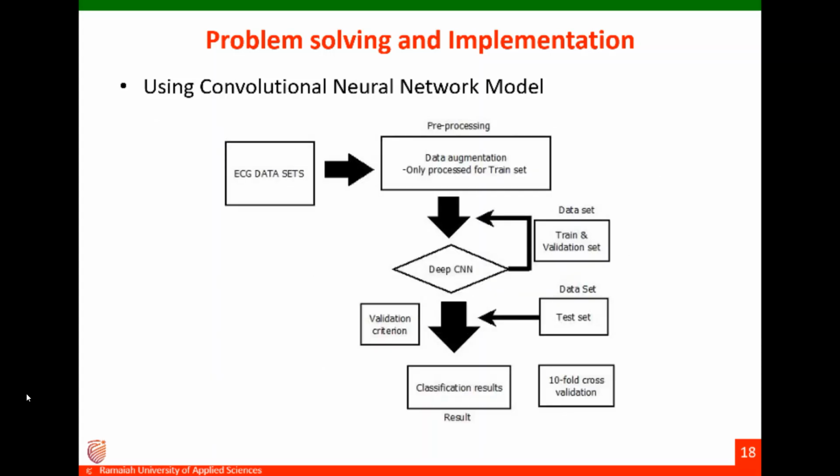This is the flow chart that gives a brief of how the CNN model works. First, the input is given as the ECG data sets. Then pre-processing starts with data augmentation, and this is processed for the train set. Then it processes the deep CNN. The data set is used for the training, and then it is validated. Then the test set of the data set is included for the classification results. It gives the accuracy measures using a confusion matrix or whichever processes can be used for better accuracy measures and results. It is used with 10-fold cross validation, where we divide the main data set into 2 parts, the test set and the train set.